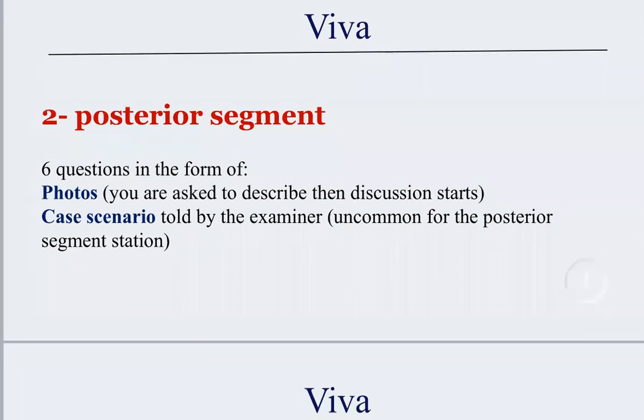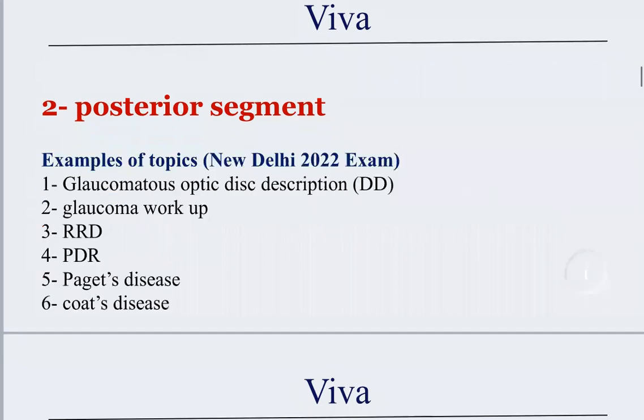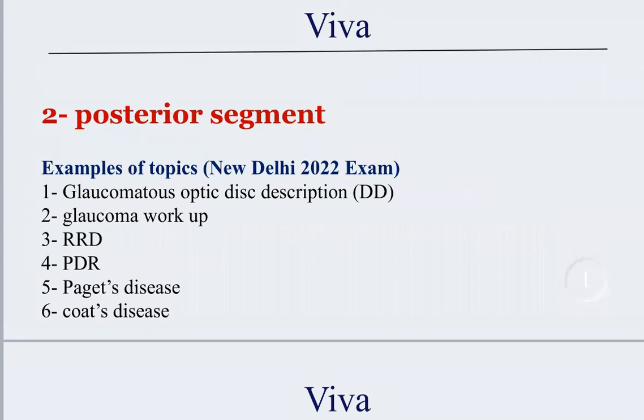Regarding the posterior segment, you do have 6 questions in the form of photos. Again, you are asked to describe, and then discussion starts. Case scenario told by the examiner is not that common for posterior segment, because in posterior segment and retinal diseases, you have many photos. So photos are easier to be introduced in the exam rather than the case scenario. Okay. Examples of topics, also for the same exam: glaucomatous optic disc description for differential diagnosis, glaucoma workup, rhegmatogenous retinal detachment, PVR, Purtscher's disease, and Coats disease.